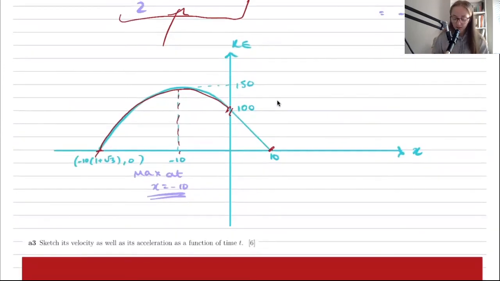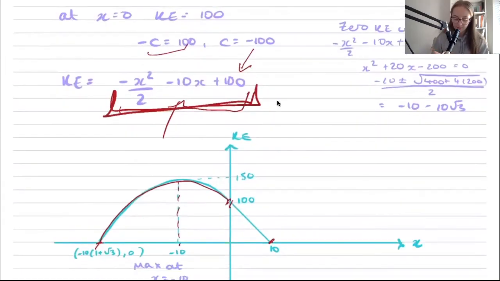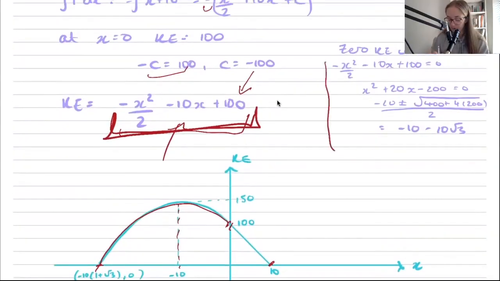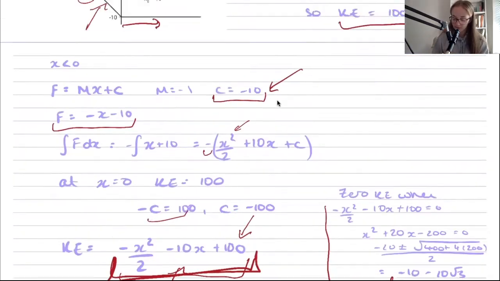And then we can also use this equation here to work out where the graph will hit y, or kinetic energy, is 0. So I've done the maths over here. I had to use the quadratic formula because it's a complicated one to factorize, but I ended up with 0 when x is minus 10 root 3. So we know some important information about the graph here.